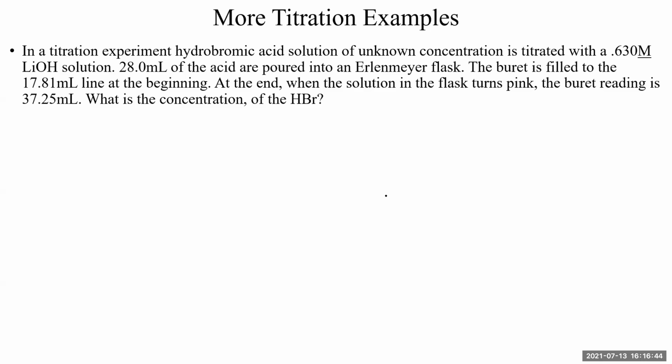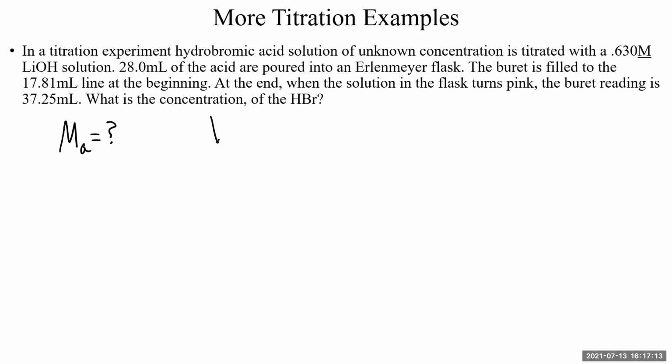So in a titration experiment, hydrobromic acid, HBr, a binary monoprotic strong acid. That's all you really need to know. Of unknown concentration is titrated with 0.630 molar lithium hydroxide solution. Okay, so let's start making a little table for ourselves. We have molarity of acid. Well, we don't know, so I'm going to put a question mark.